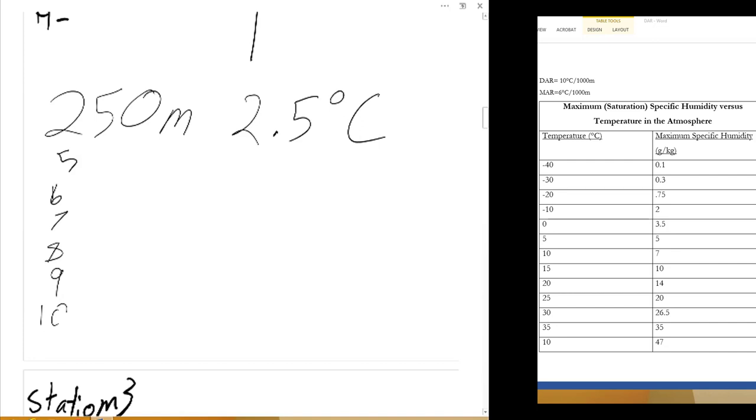5, 6, 7, 8, 9, 10. At 5, it can hold 5. At 10, it can hold 7. So, take your change in maximum specific humidity, which is 2 in this case, divide it by your degrees, which is 5 in this case.